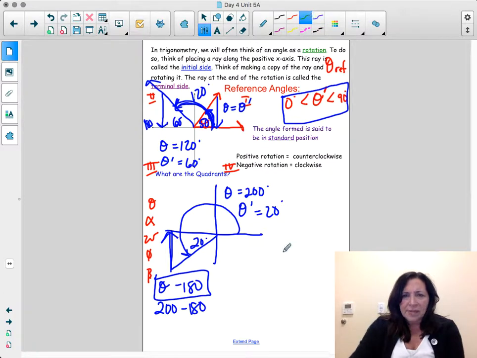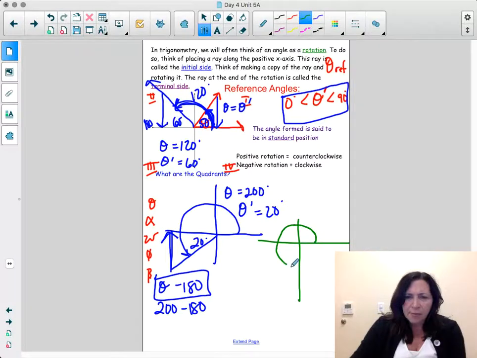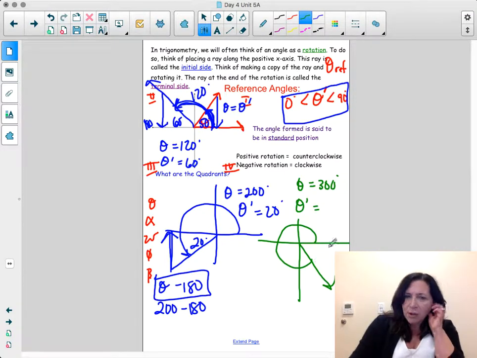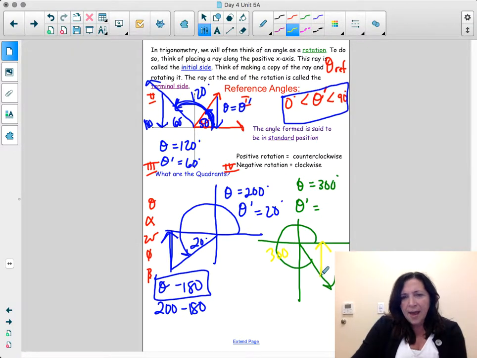And lastly, if I'm in the fourth quadrant, here's my graph. Let's say I'm making a 300 degree angle, so theta is 300 degrees. What's my reference angle? Remember, your reference angle is always going to bring you back to the x-axis. If this is 300 degrees all the way around, how far does it take me to get back up to the top? That's going to be 60 degrees.